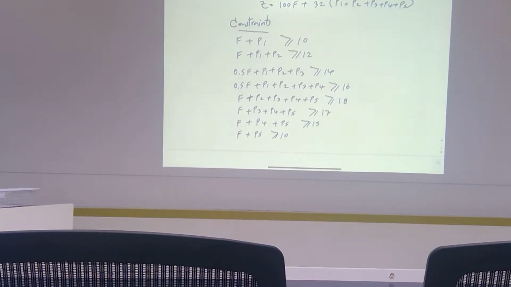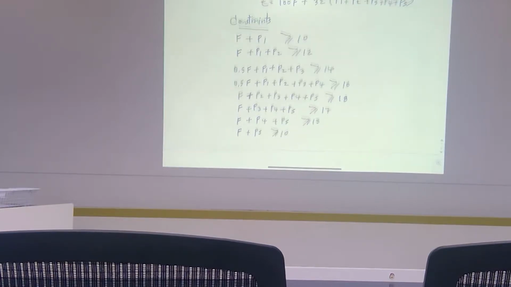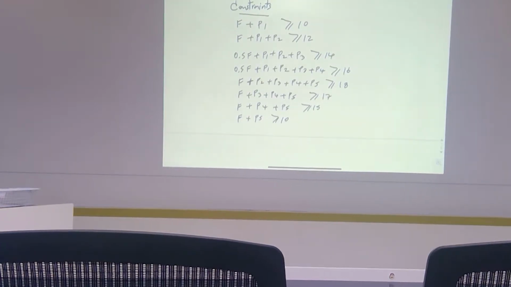What next? We still have the remaining constraints. The next one is what? Since we need to select full time, right?